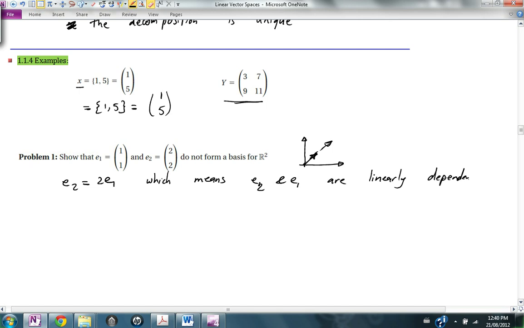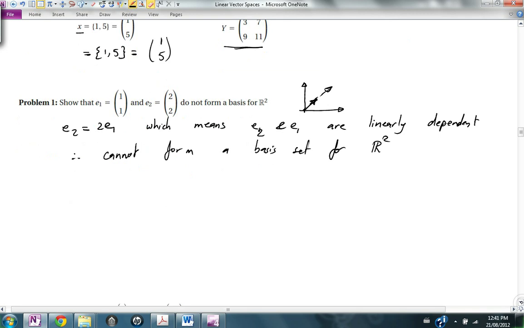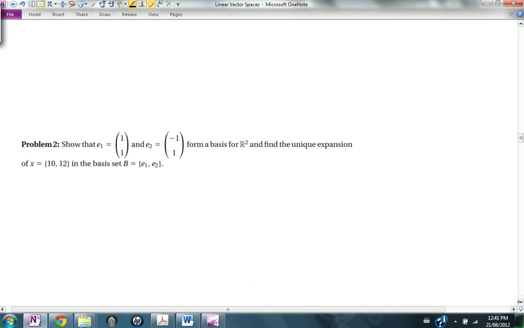Therefore, cannot form a basis set. Okay, let's see another example. Let's say E1 is equal to (1, 1), and E2 is equal to (-1, 1). Can these form a basis set? And if they form a basis set, we need to find the unique expansion of X, which is equal to (10, 12), in the basis set B equal to E1 and E2.